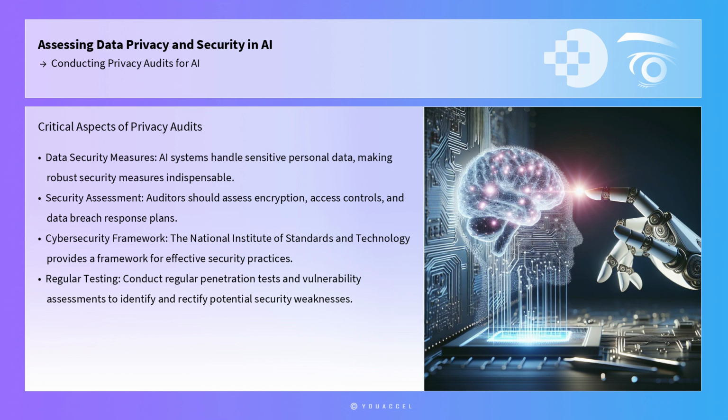Another critical aspect of privacy audits is the assessment of data security measures. AI systems often handle sensitive personal data, making robust security measures indispensable. Auditors should assess the effectiveness of encryption, access controls, and data breach response plans. The National Institute of Standards and Technology provides a cybersecurity framework that can guide organizations in establishing and maintaining effective security practices. Additionally, conducting regular penetration tests and vulnerability assessments can help identify and rectify potential security weaknesses.